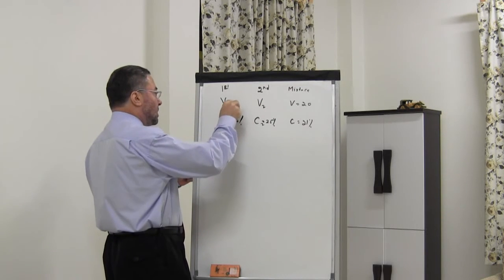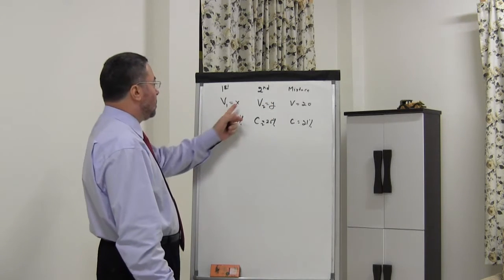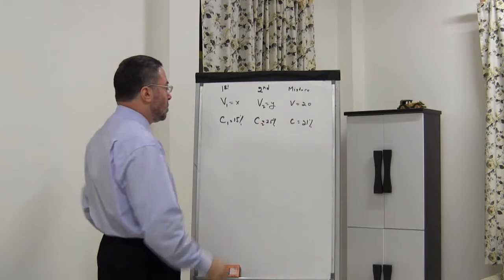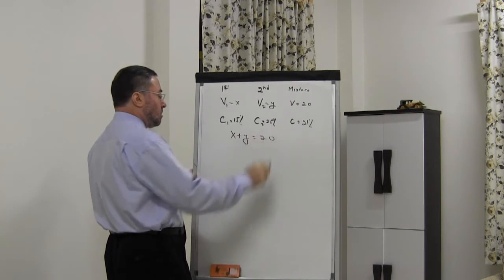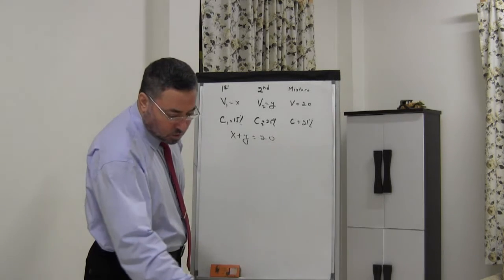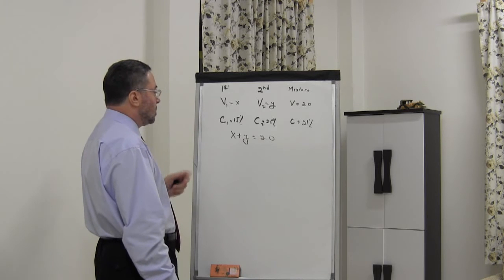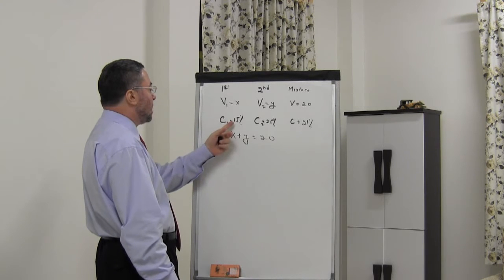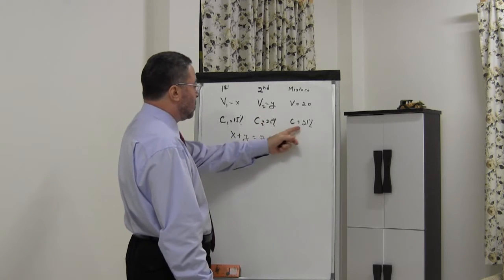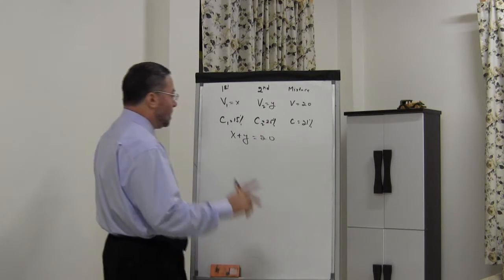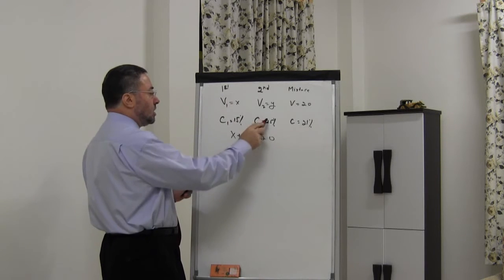So we're going to call this X and this Y. And now we know X plus Y equals 20 gallons. Now the amount of the acid in each solution can be obtained by multiplying the concentration times the volume. The acid comes from two sources, this solution and this solution.